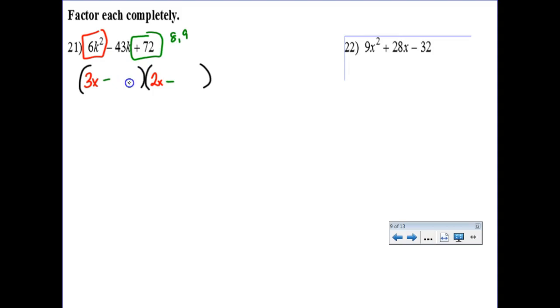Now I think we only have one more option here, because I can't put an 8 with the 2, and I can't put a 9 with the 3. So I'd have to switch those around if I'm going to put them anywhere here. And now I do have to go through and check. So that's a negative 27k, and this is a negative 16k. And when you add negative 16 and negative 27, you do get negative 43.